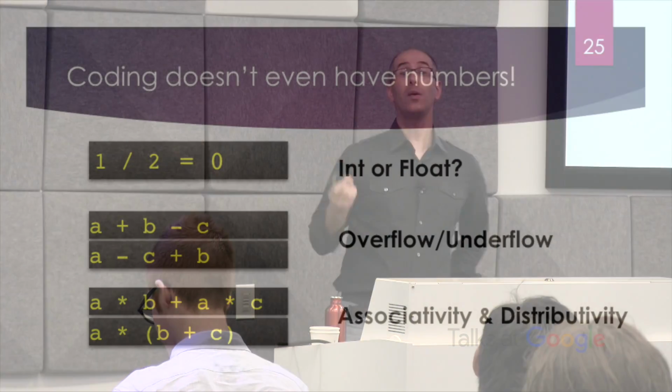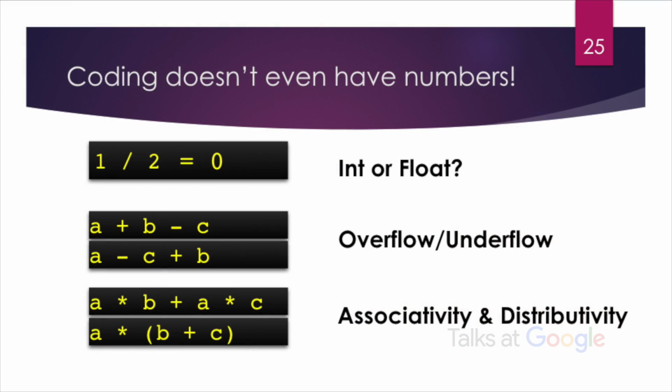And it gets worse because coding also doesn't have numbers, and you kind of need numbers to do math. What do I mean by that? Well, of course, you guys know what 1 over 2 is, right? What's 1 over 2?